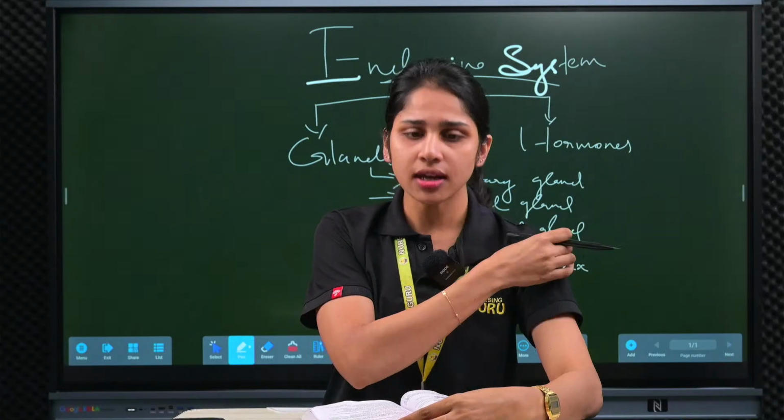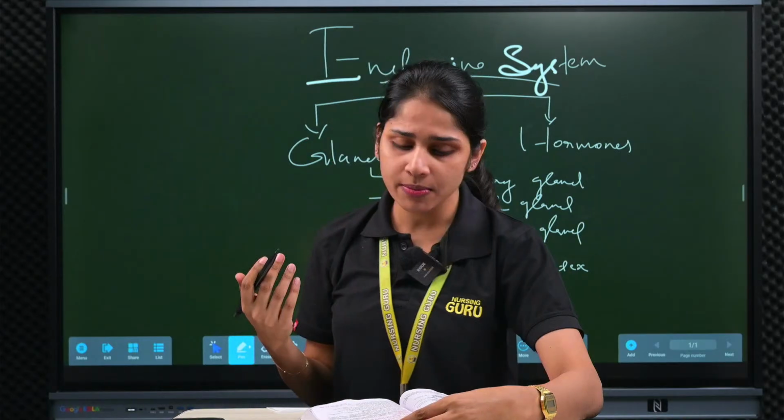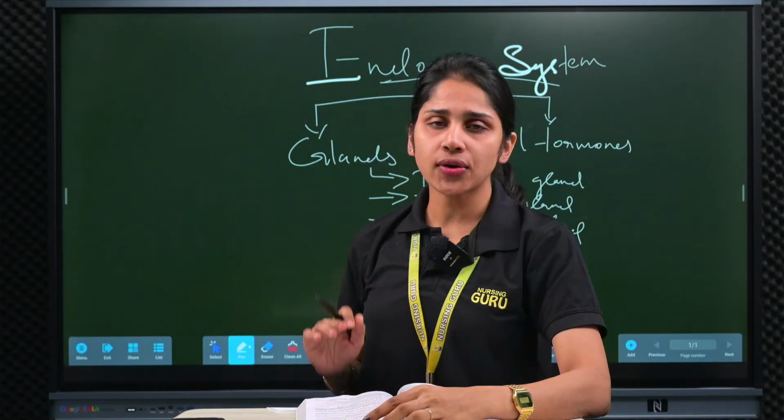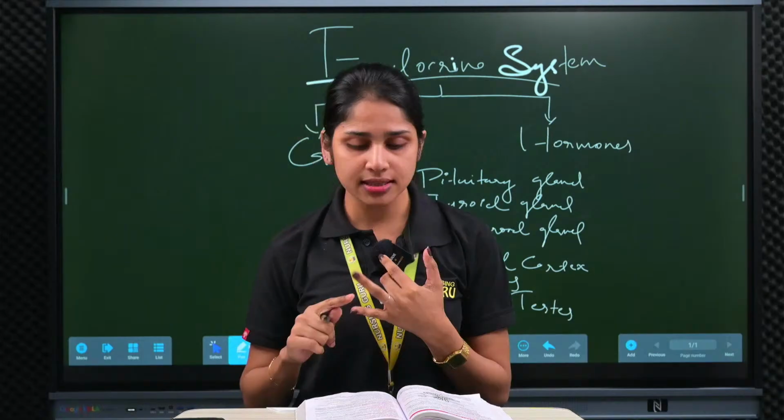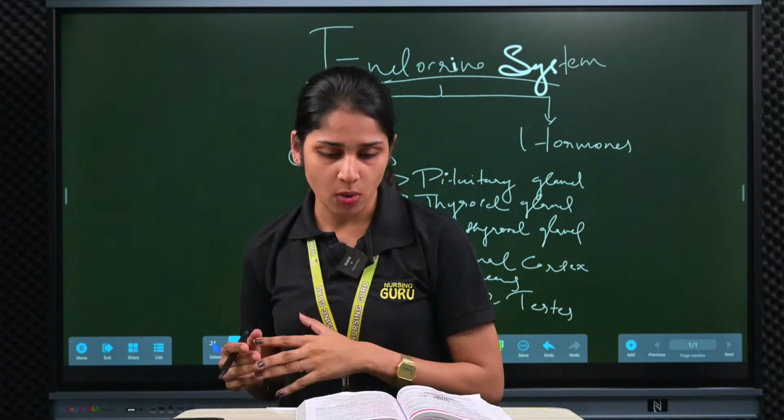So it helps in the growth of the cells, and it also affects the metabolism of certain organs in the body, like the liver, kidney, and heart. So these all it helps in the metabolism, that is growth hormone GH.